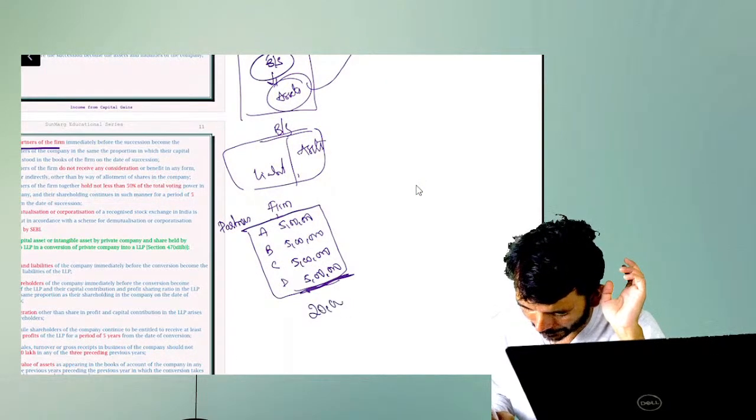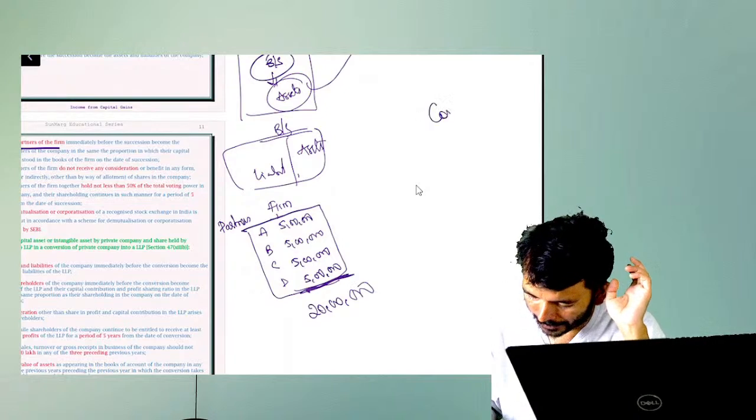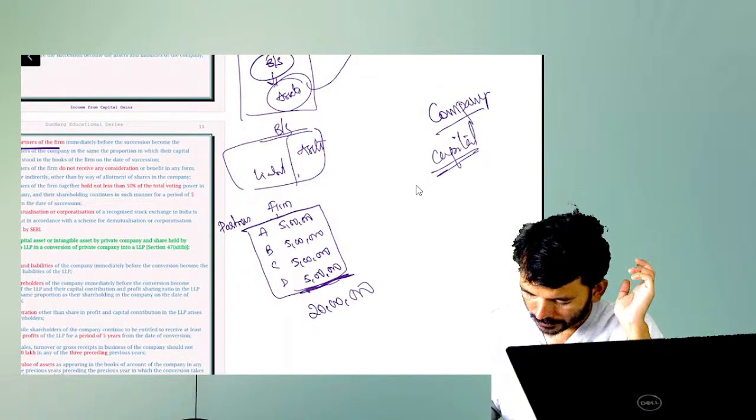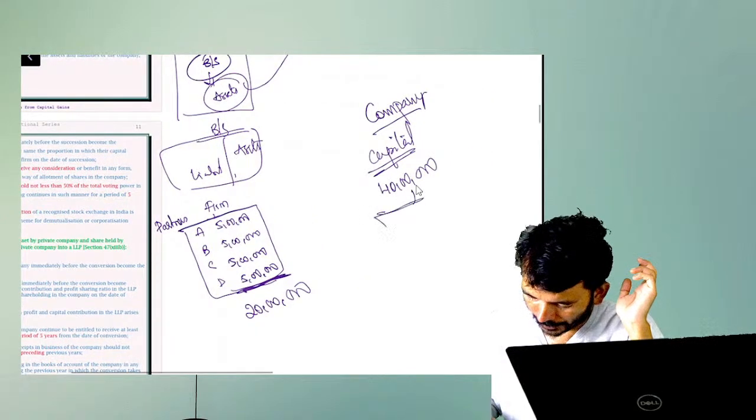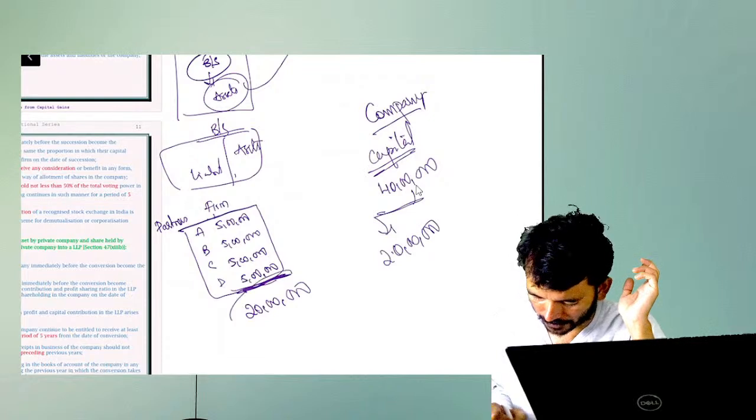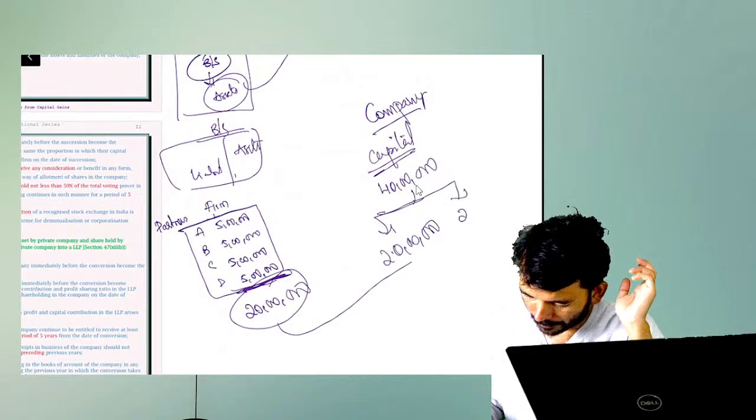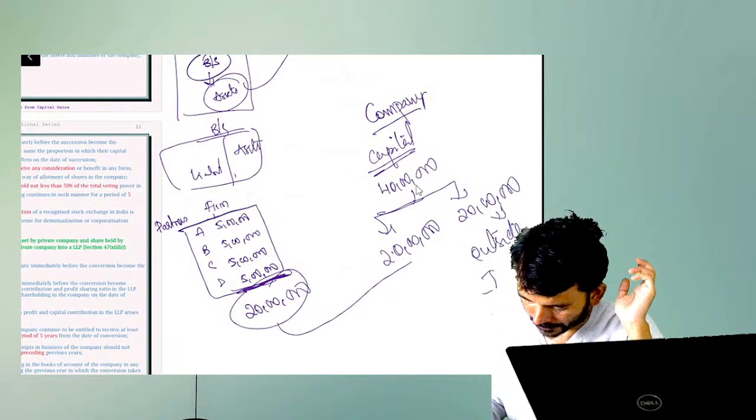20 lakh is their capital. In the company, they will have their capital. So assuming they are raising 40 lakh. So 20 lakhs they can raise from the existing partners, from these people. The remaining 20 lakhs they can go for from outside investors.